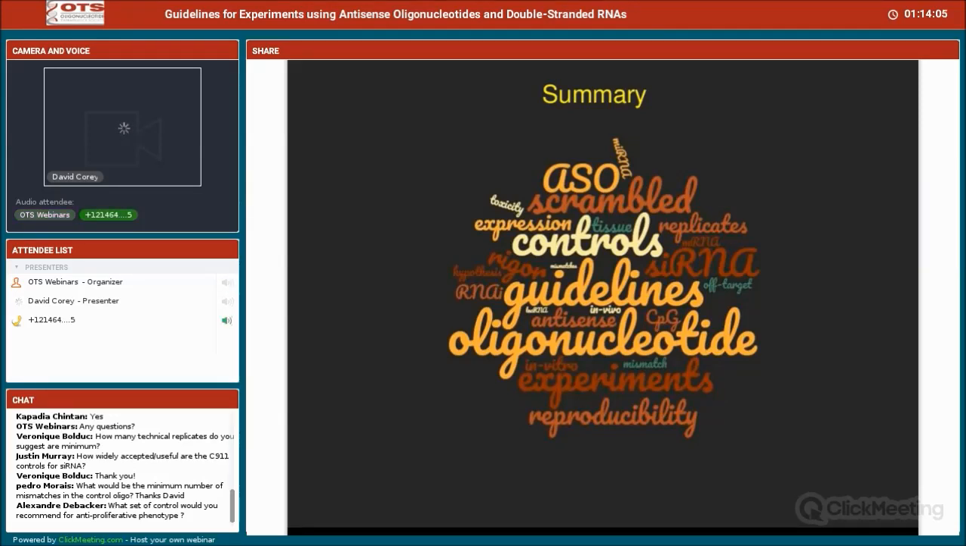Okay, what would be the minimum number of mismatches in the control oligonucleotide? We generally want to have at least 4 to make sure that we completely eliminate its ability to bind to its target. Typically, because we have a spectrophotometer that allows us to calculate melting temperatures, we'll also look at melting temperatures to make sure that we've abolished any melting to the target, any binding to the target.